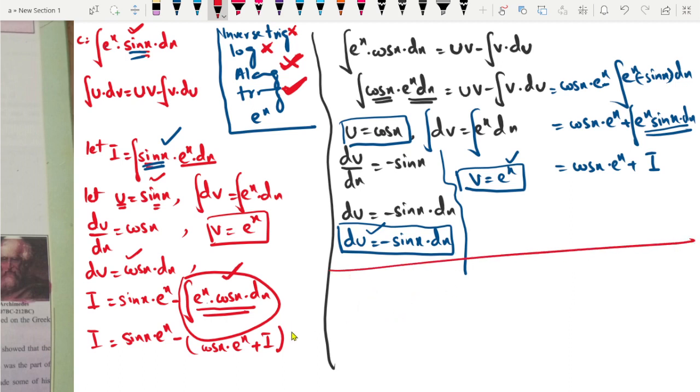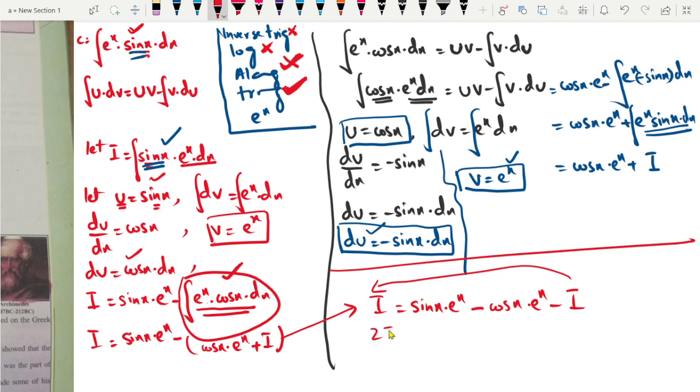So I is equal to sin x e^x minus cos x e^x minus I. This I comes to the left side, so this becomes 2I. 2I is equal to e^x common, times sin x minus cos x. So I is equal to e^x (sin x minus cos x) divided by 2. So this is our answer: the integral of e^x sin x dx is equal to this.